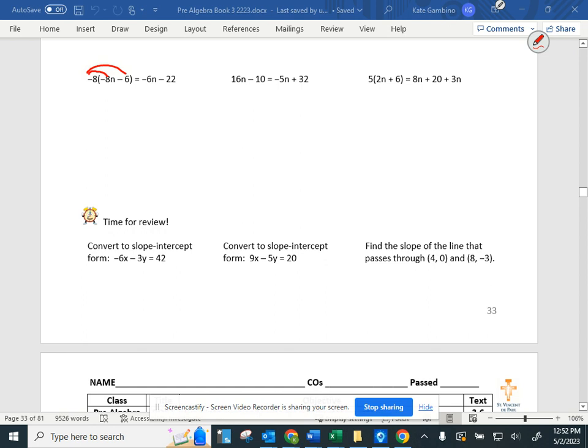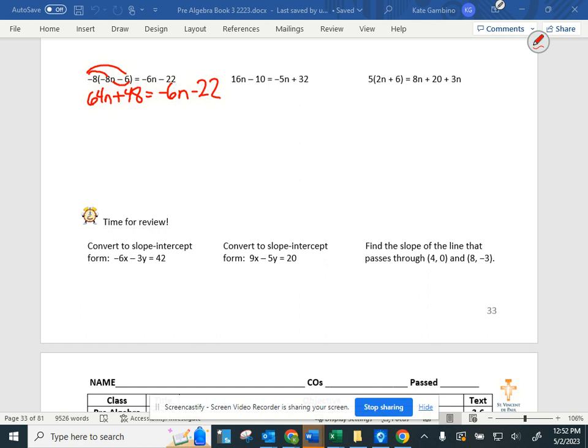So everybody can be doing this along with me so we know what we're doing. -8 times -8n. Negative times a negative is a positive. 8 times 8 is 64n. -8 times -6. Negative times a negative is a positive. 8 times 6 is 48. That equals -6n minus 22.